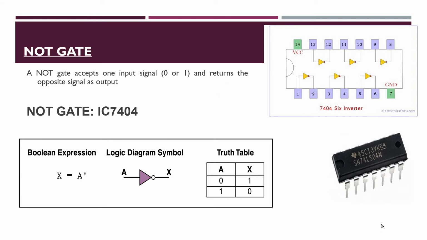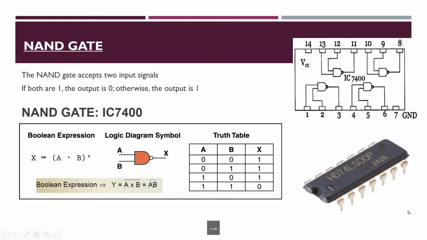We'll go with the universal gates now. The two universal gates are the NAND gate and the NOR gate. NAND means NOT AND, NOT plus AND will give you a NAND gate. So the NAND gate is a combination of NOT and AND.